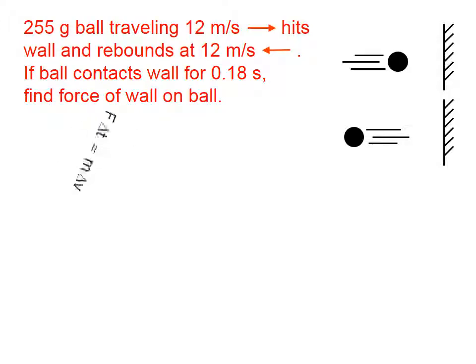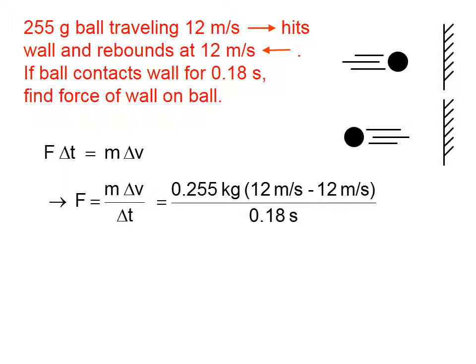That's all. We're going to use the impulse momentum theorem. We want to find the force, so let's divide both sides by delta t. The mass, you recall, in the SI system is best expressed in kilograms, so 255 grams is not going to be okay. Let's go ahead and write this out then.